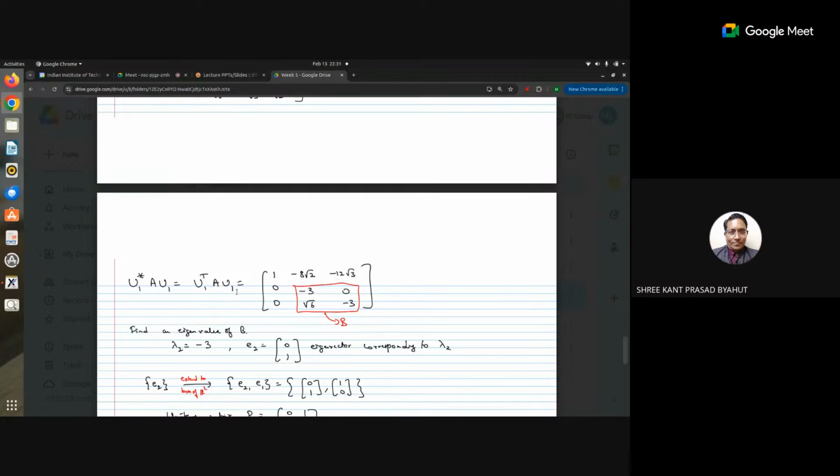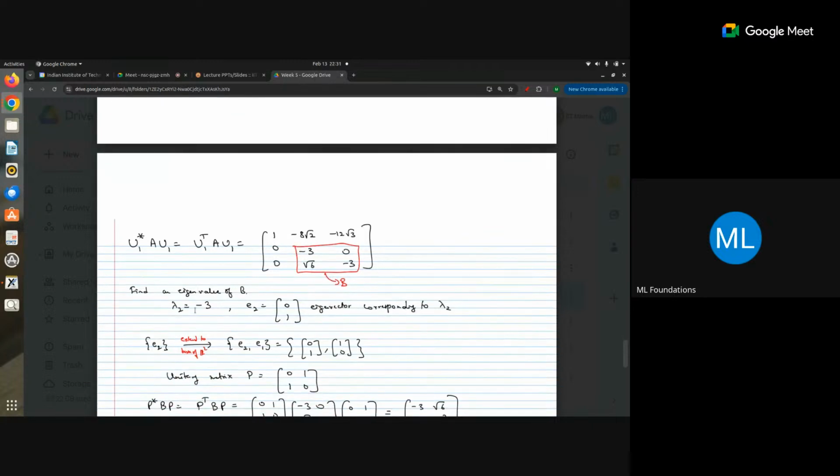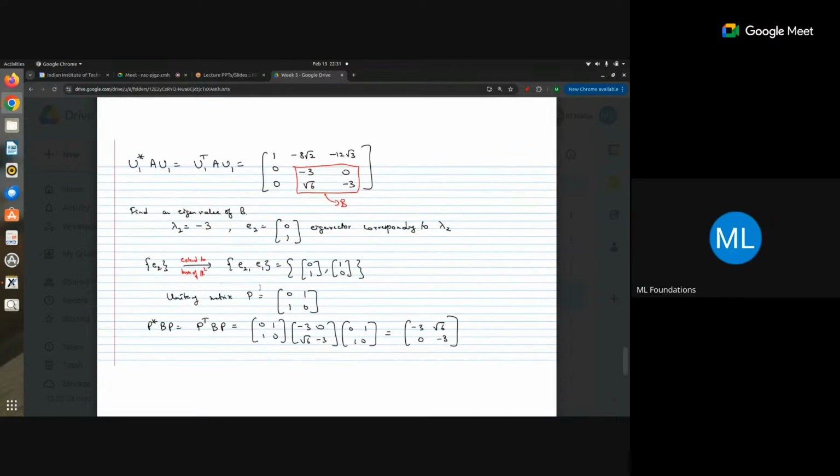You won't need the conjugate because it is a real matrix. So u1 transpose A u1, you will get this matrix. Consider this B. Then for this B, we have to find the eigenvalues, and again the eigenvectors, and then the orthonormal basis for those, right?